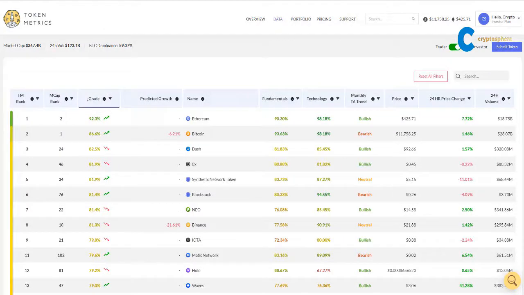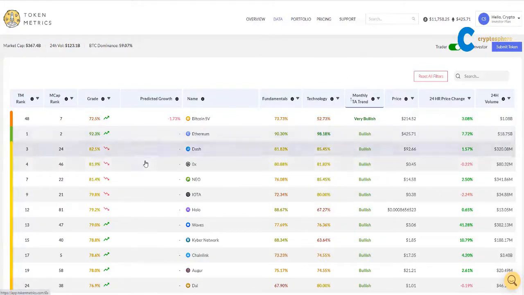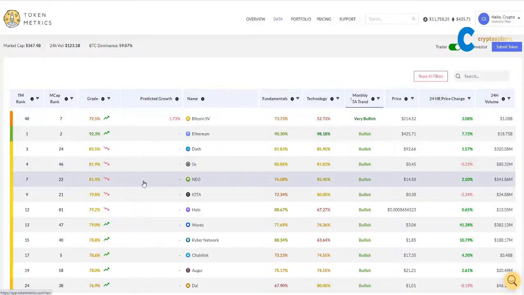quickly. Let's head over to the rating tab. This is a good start if you are looking to make a trade. You simply sort by monthly trend, and Token Metrics will show the coins they are most bullish on. Since I like NEO, let's take a look at their analysis.